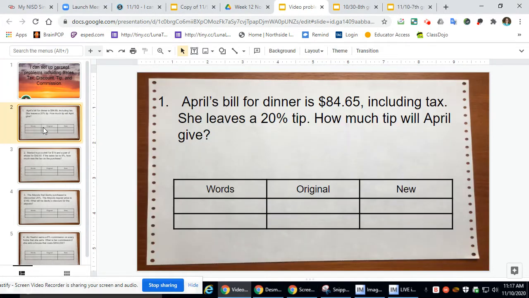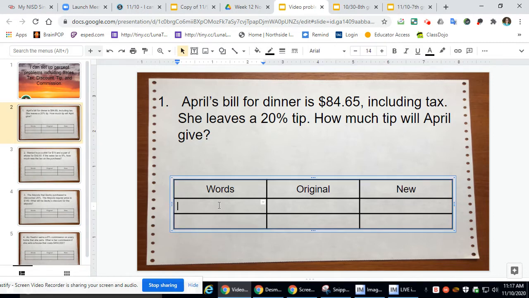So the first question says, April's bill for dinner is $84.65, including tax. She leaves a 20% tip. How much tip will April give? Okay, so let's think about what we're dealing with here. We're talking about April's tip and her bill. So we are comparing the tip to the bill.